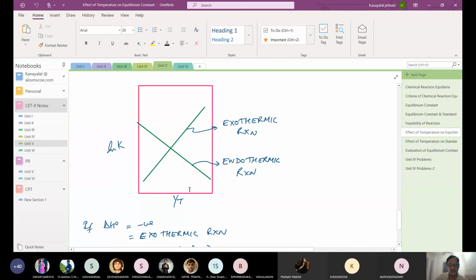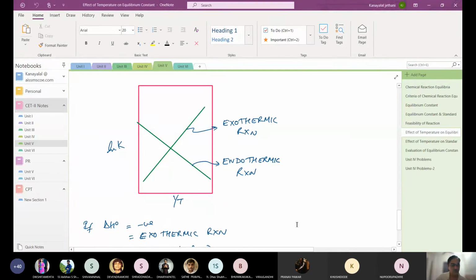राइट, 1/T प्लॉट किया ln k वर्सेज 1/T. That means as the temperature increases, the value will go this way. Right, 1/T will go this way. That means k will increase as the temperature increases for endothermic reaction. And for exothermic reaction, as the temperature increases, the k value decreases. समझ में आ रहा है ये? समझा कि नहीं समझा ये?